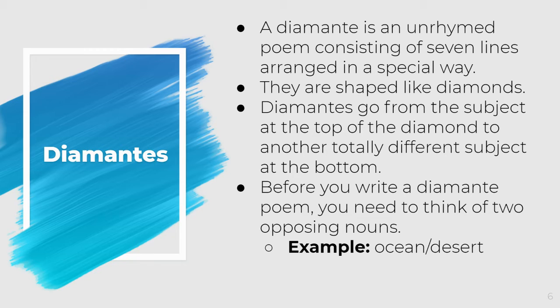It starts with the subject at the top of the diamond and usually goes to a completely different subject that's at the bottom of the diamond. So it's helpful before you write a Diamante poem to think of 2 nouns that are opposite to each other. For example, ocean and desert. So if you want, you can stop now and make a list of some opposing nouns that you might want to use for your Diamantes.